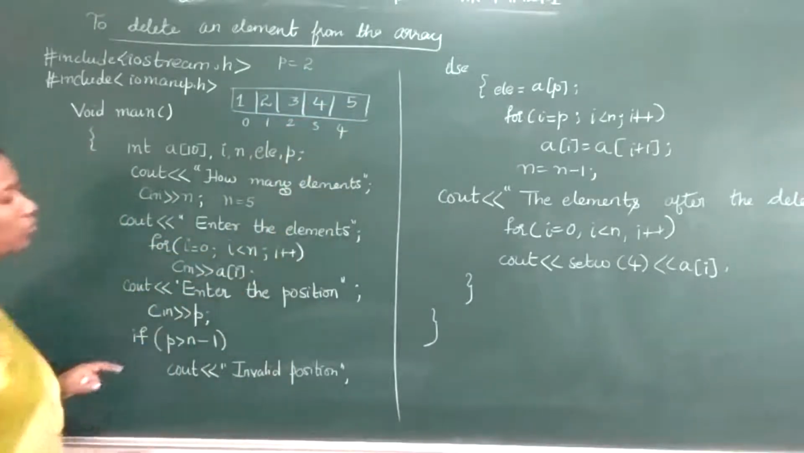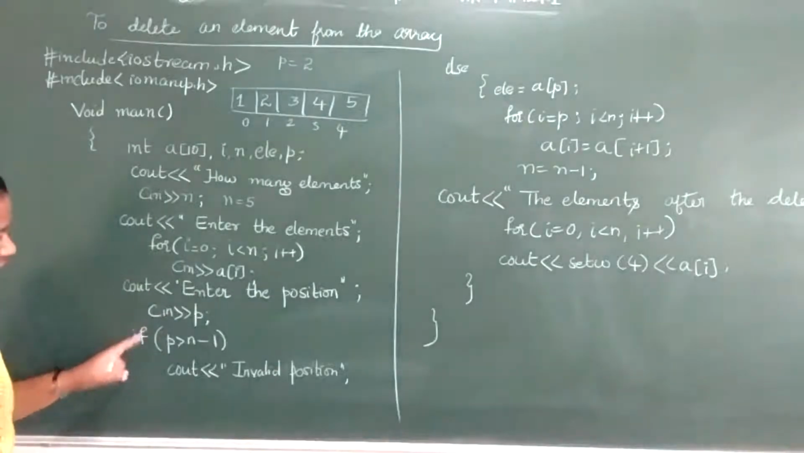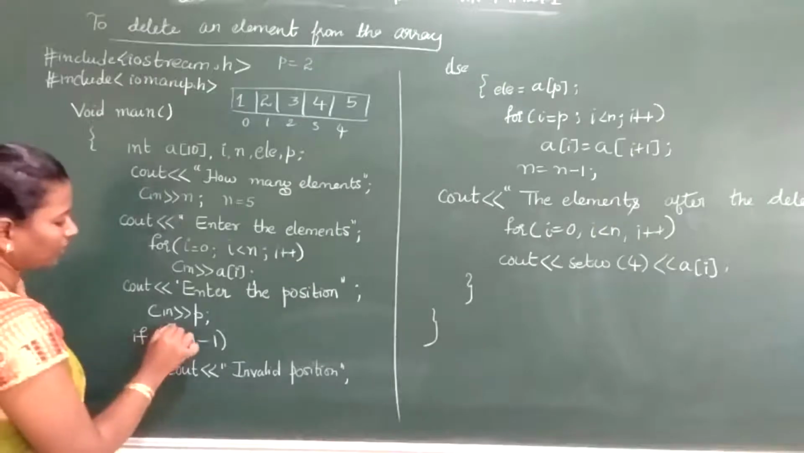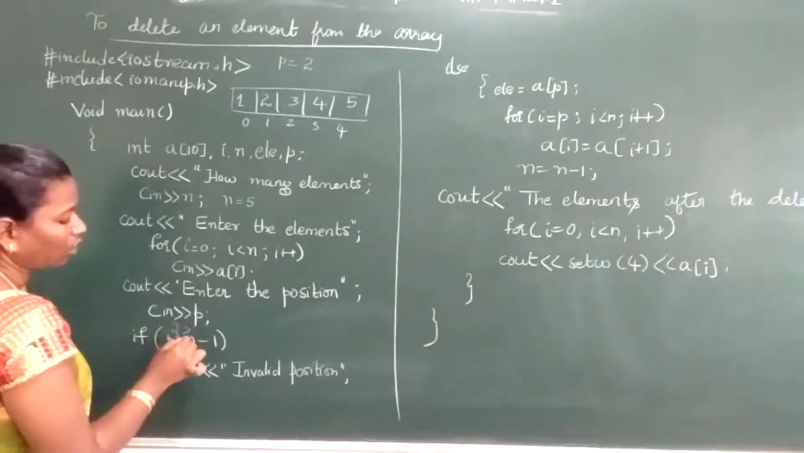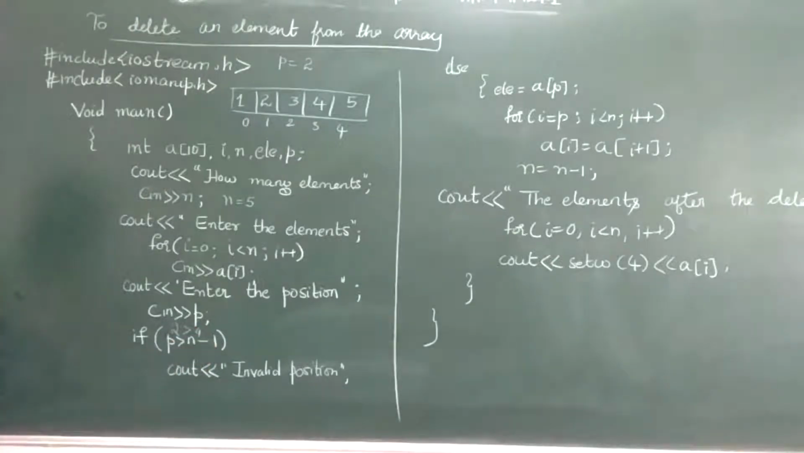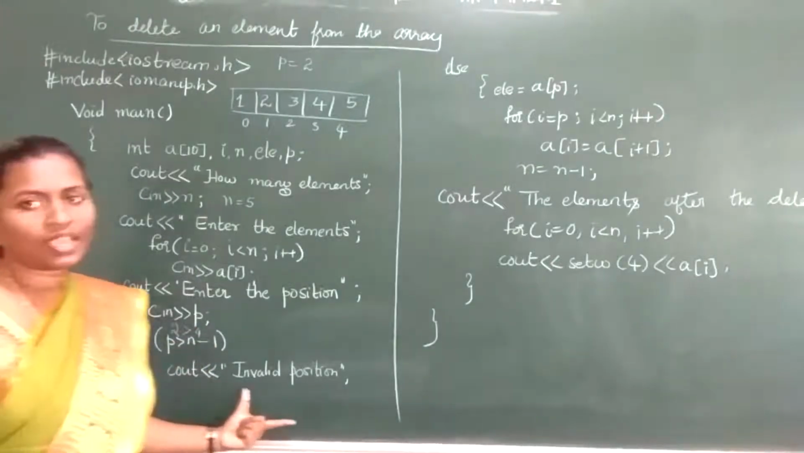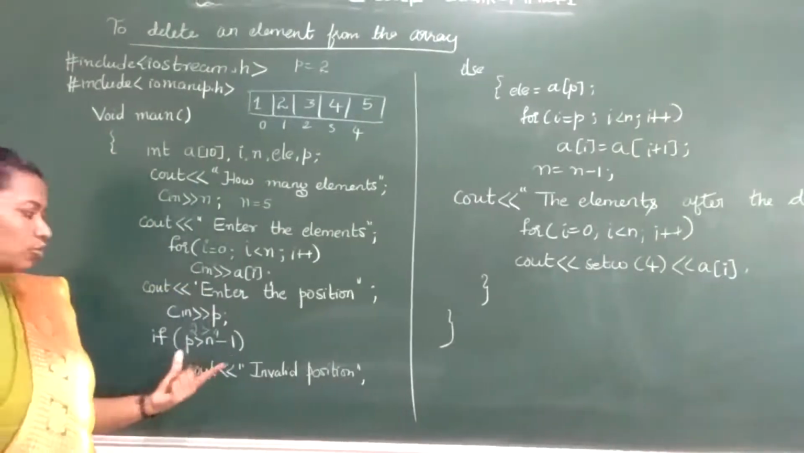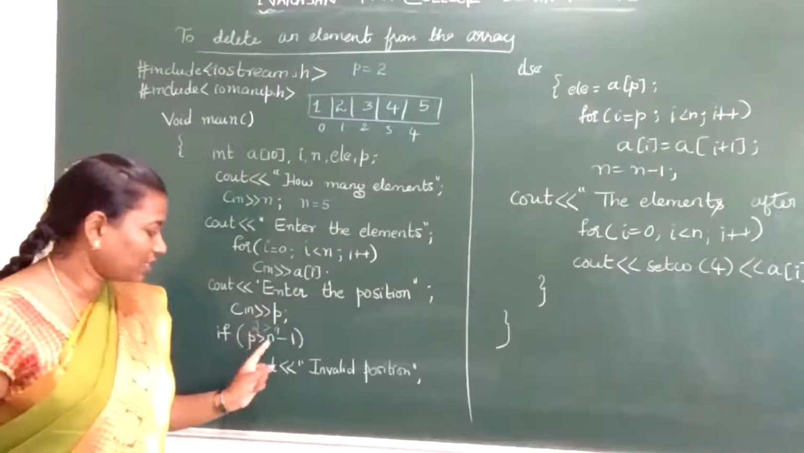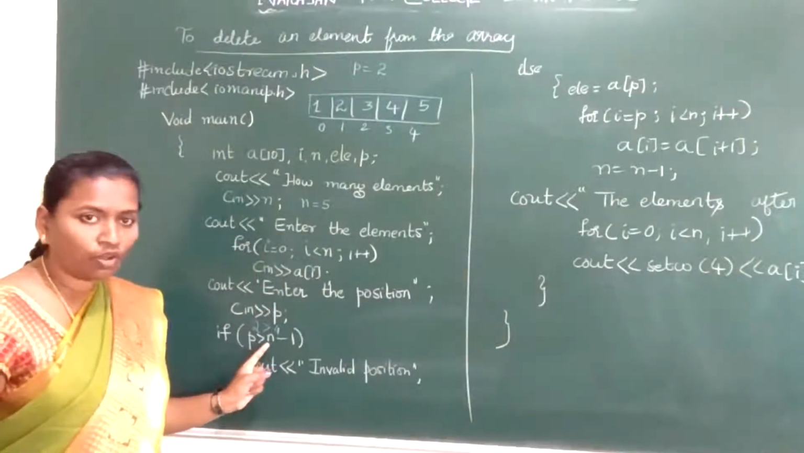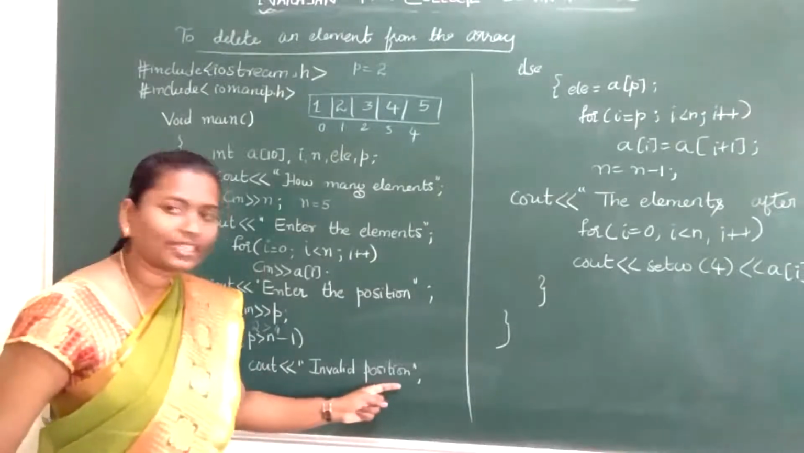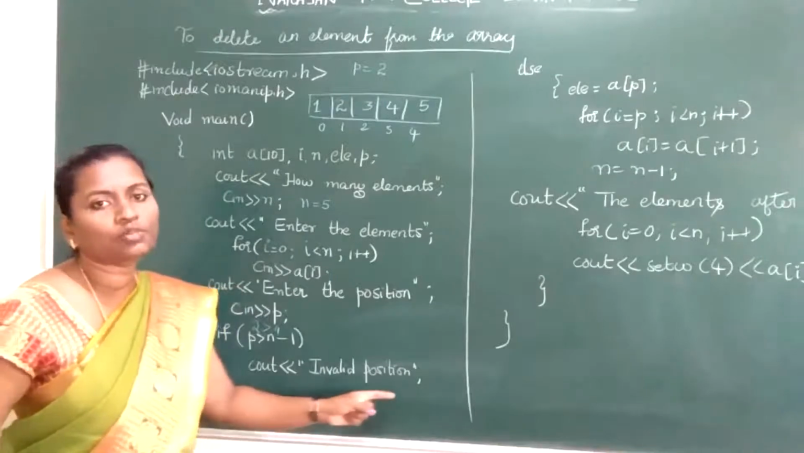Now, is P greater than or equal to n minus 1? For example, my position 2, and n is 5, so 5 minus 1 is 4. 2 is not greater than 4, so this statement will not be executed. If your position is greater than this, for example if I have given my position as 6, 6 is greater than or equal to n minus 1, that is 4. Obviously 6 is greater than or equal to 4, so I will get the output result as invalid position.